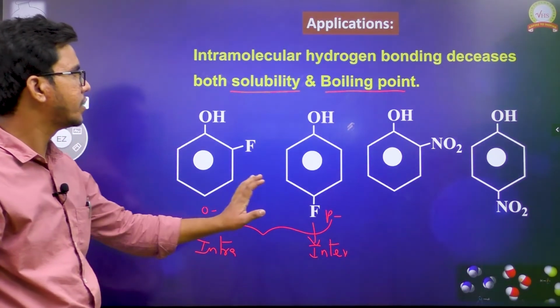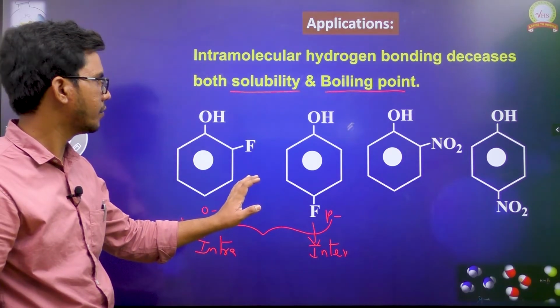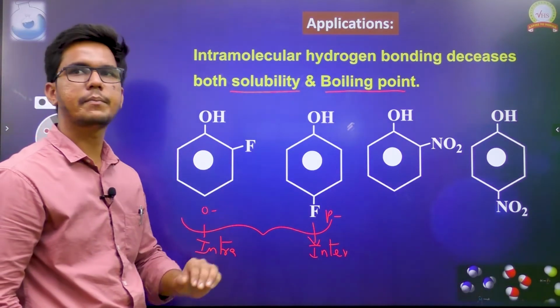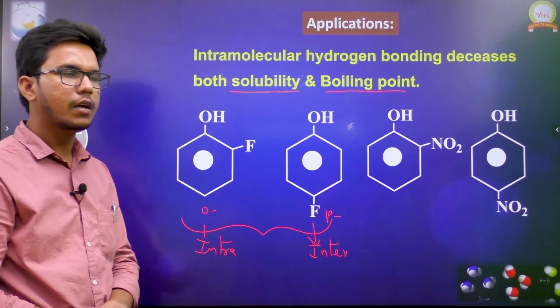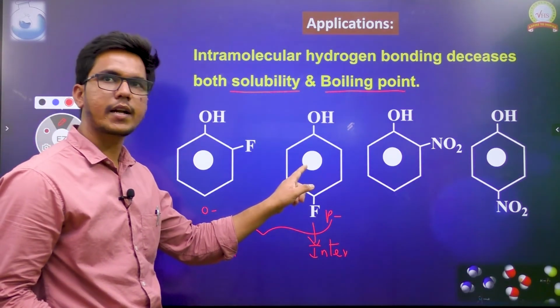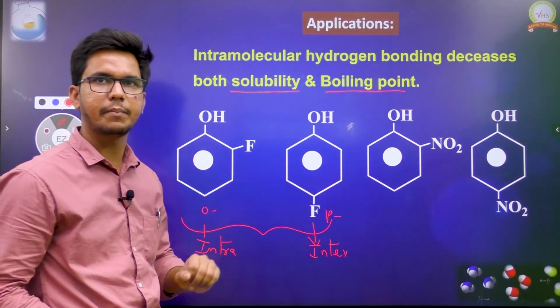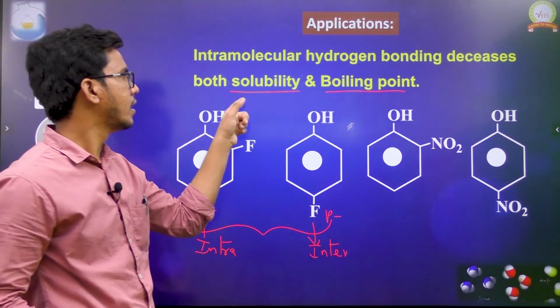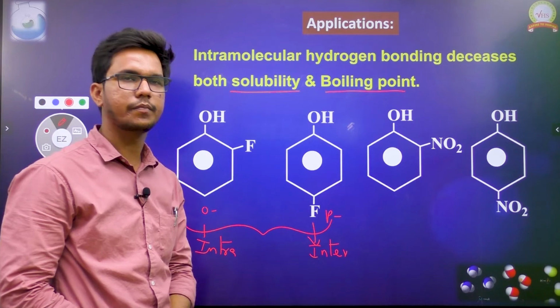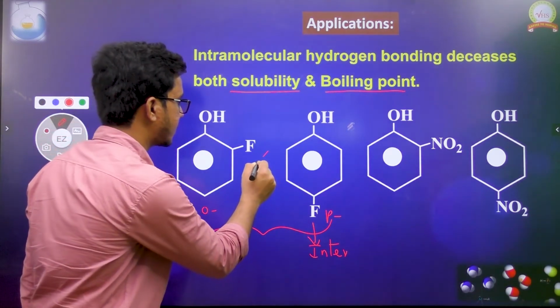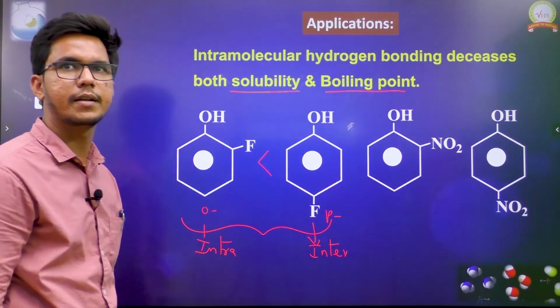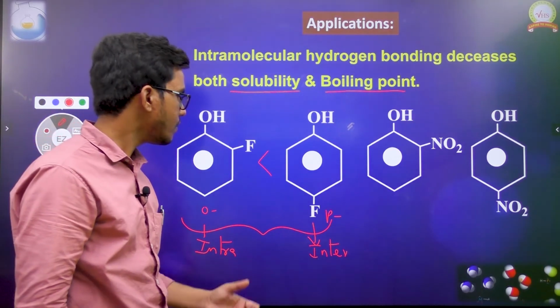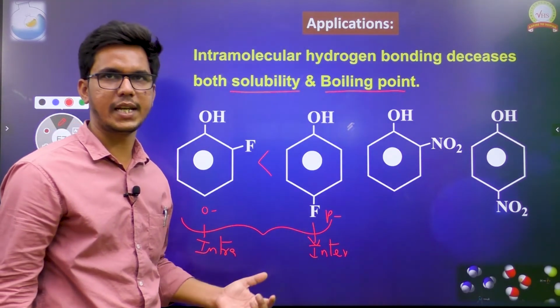Now out of these two, which is more soluble in water or which has more boiling point, if you think? The one which forms the intermolecular hydrogen bonding will have more boiling point. The one which forms the intramolecular one will have less boiling point and less solubility in water. That's what we can expect. The para substituted product is going to possess more boiling point.